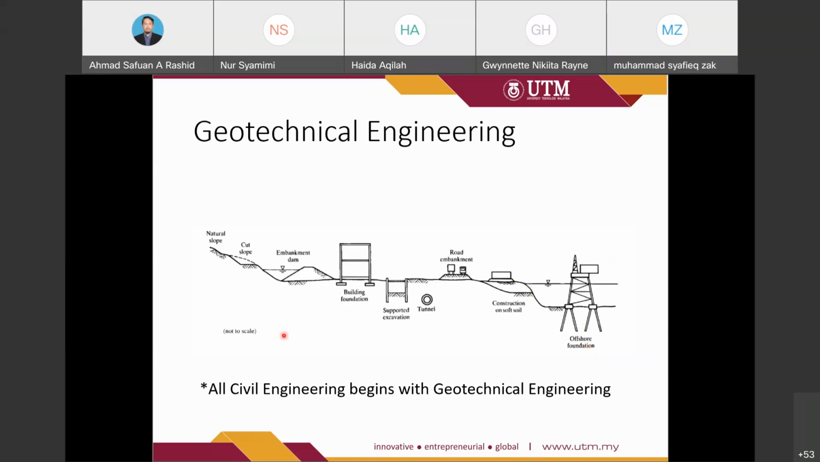So it means that all civil engineers begin with geotechnical engineering, except for one big structure that does not really rest on the ground, but consists of a lot of bedrooms and a swimming pool, like the Titanic, the ship that has a hotel inside it, so they do not rest 100% on the ground.